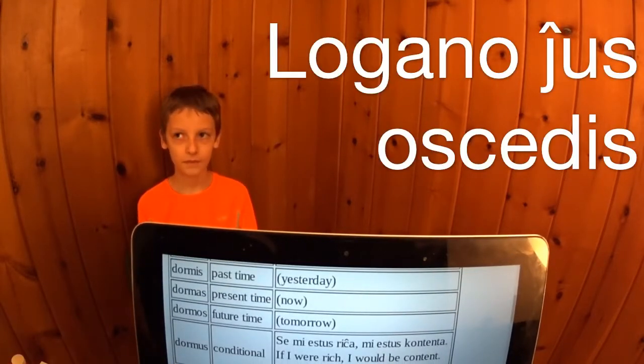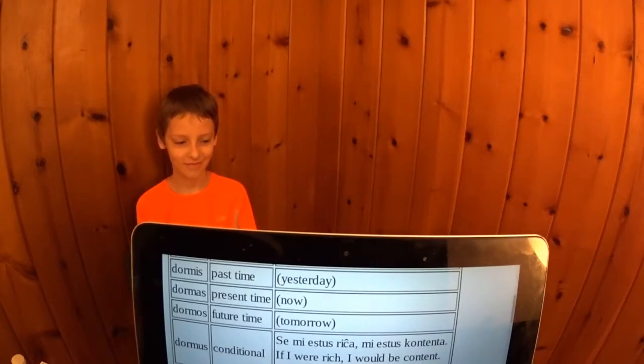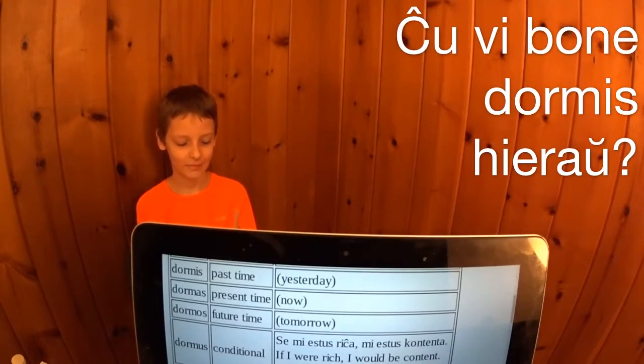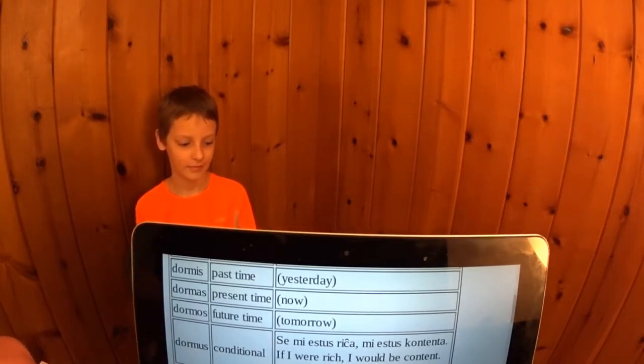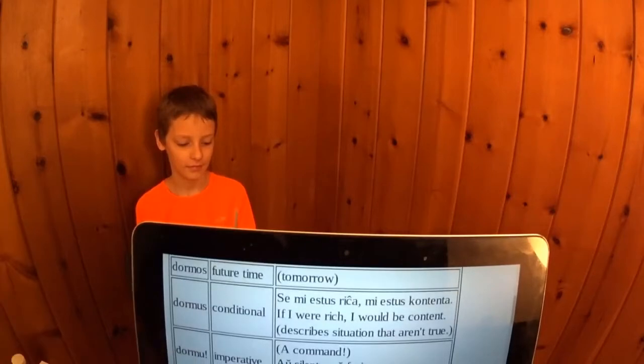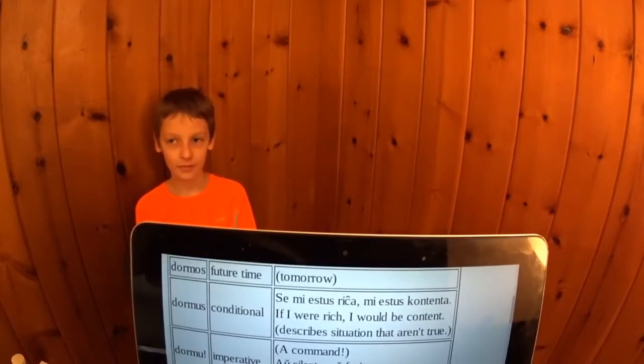Oh, speaking of dormi, Logano estas ostsedisto. Ĉu vi bone dormis hieraŭ, Logan? Mm-hmm. Yes. Dormis is past tense. Dormas means it's happening now. Dormos means it's happening in the future.